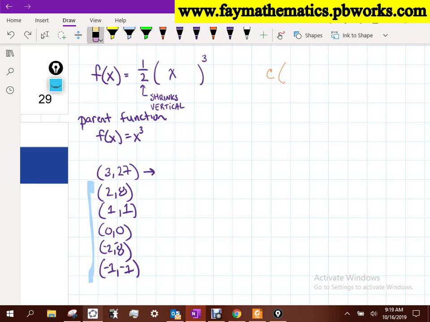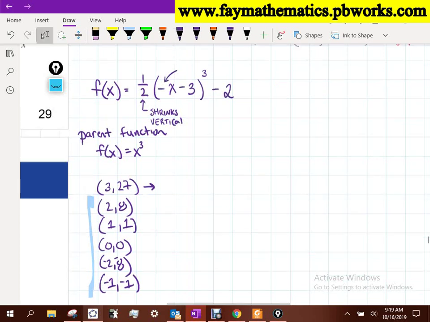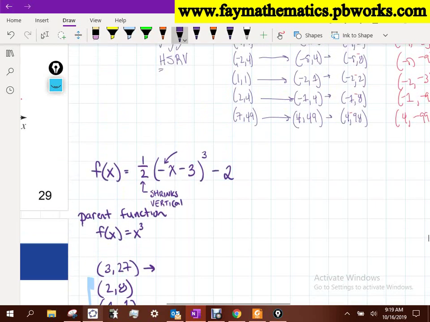So, put that back in. What does this minus do, that negative sign? Flip it over the axis. Which one? Y. Y-axis reflection.